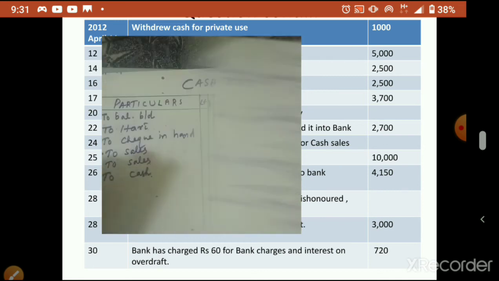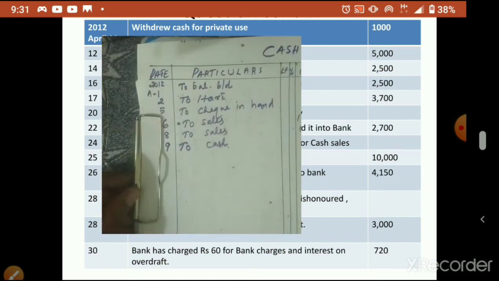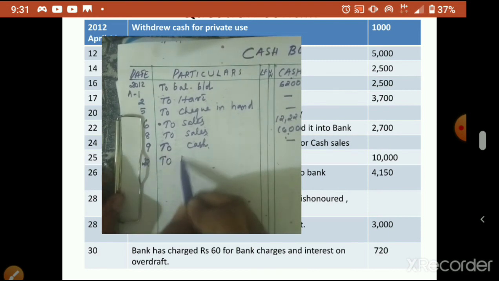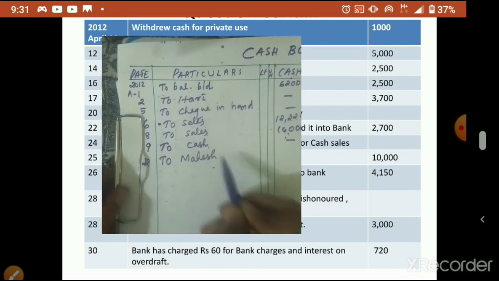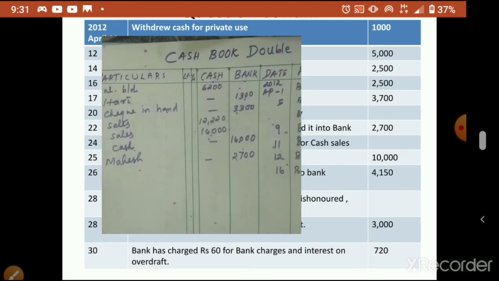So that also is over. Now on 22nd, received check from Mahesh and deposited into bank. Okay, from one customer we received a check and deposited it the same day. So it is on 22nd. So to Mahesh, deposited into bank. So the amount you have to write in the bank column is 2700. Okay.